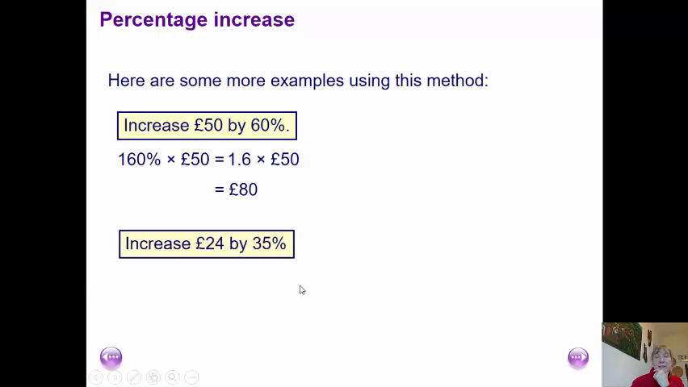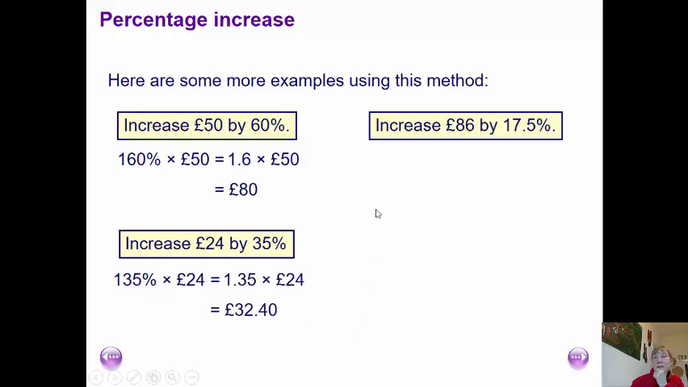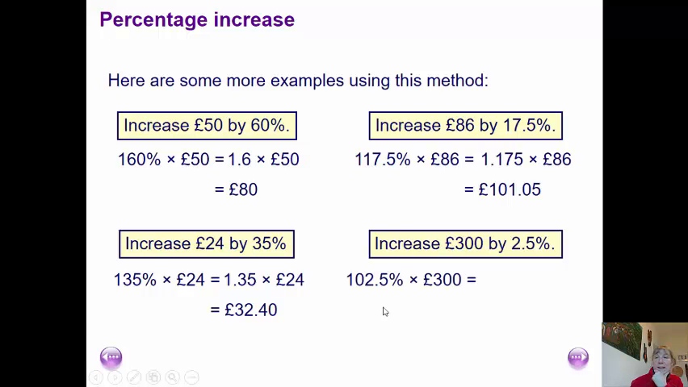Increase 24 by 35%. Yep, hopefully you got it. We're going to multiply that by 1.35. Increase that by 17.5%. That will be the same as multiplying it by 1.175. And that will be multiplying it by 1.025. Remember, 2.5% is expressed as 0.025. If we had the 2 in that column, it would be 25%.